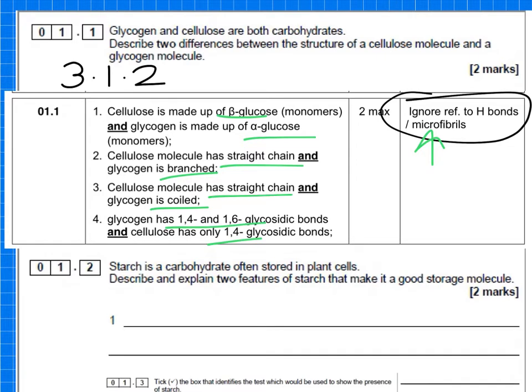This question is a nice start because it's saying describe, so that is basic recall, it's assessment objective 1, and if you've done your revision you should be able to do those kinds of questions quite easily.